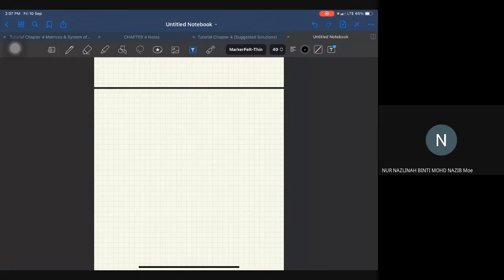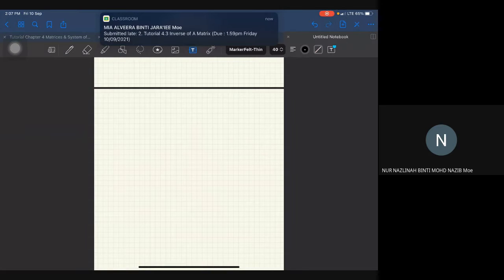Okay, so jom kita start. Alright, so hari ini target saya is kita nak discuss on chapter 4.3 which is inverse matrix.